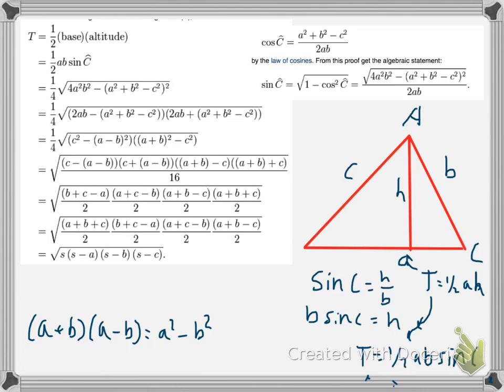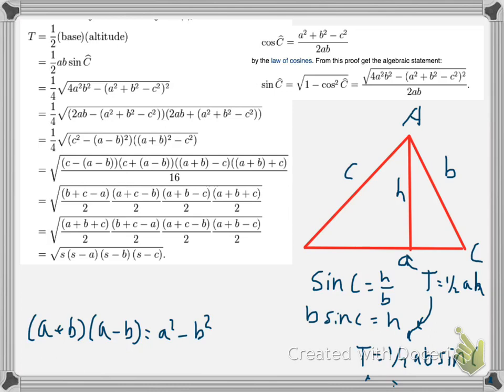Then we'll simplify this out to get this, and then we'll split the 16 up into 4 different parts. So we'll get b plus c minus a over 2, times a plus c minus b over 2, times a plus b minus c over 2, times a plus b plus c over 2. And then down here we're just going to reorder this into the form you usually see. And here comes the part that's a little trickier, but I think it was pretty easy.